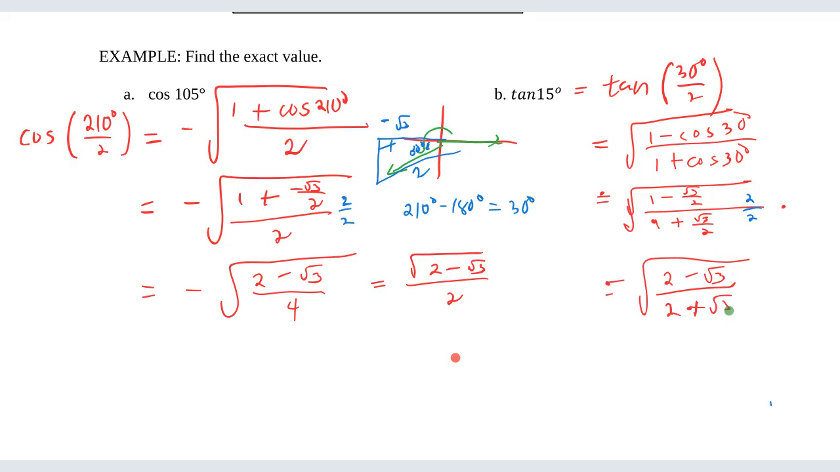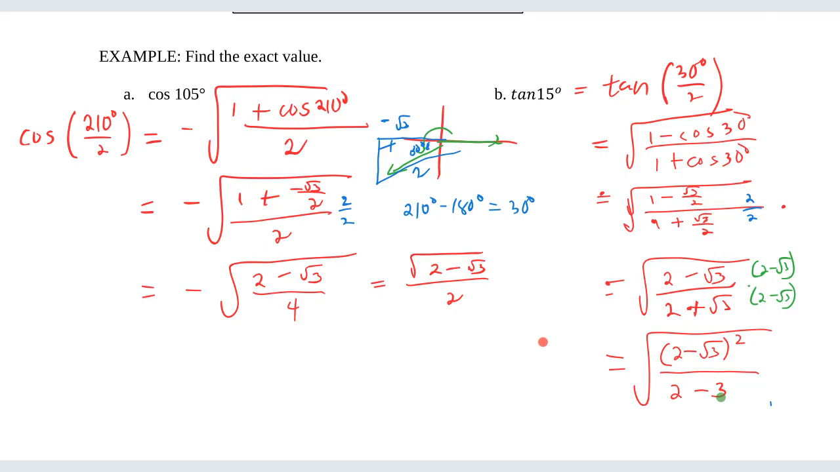Next I'm going to rationalize the denominator of the square root. Rationalizing means I will multiply by the conjugate of 2 plus radical 3, which is 2 minus the radical 3, in both the numerator and the denominator. So now we get 2 minus the radical 3 squared in the numerator, and below here would be 2 squared minus the radical 3 squared.